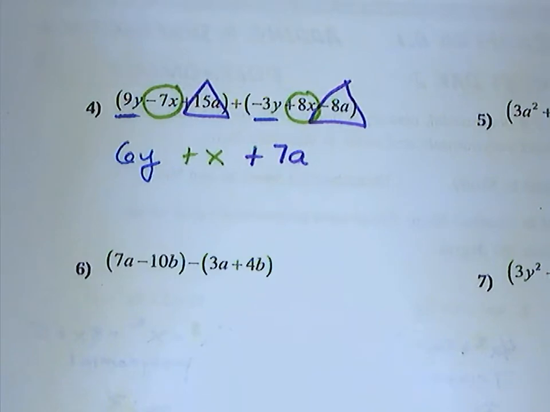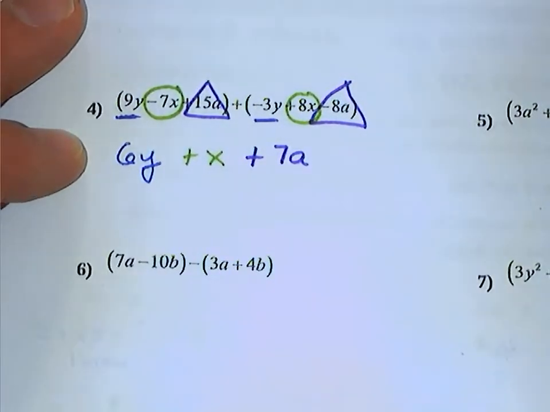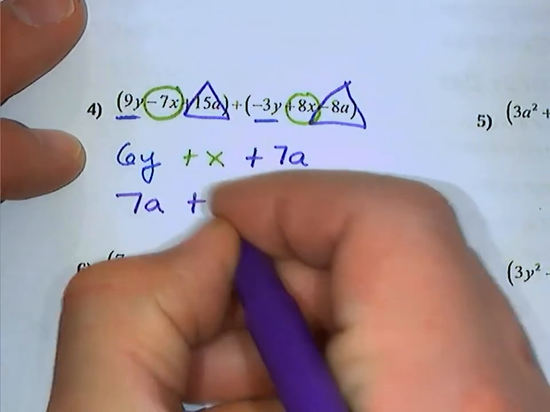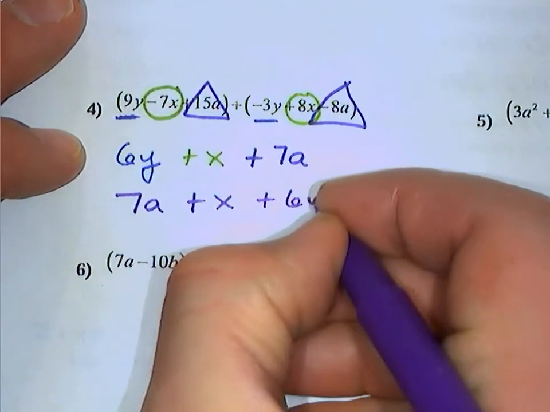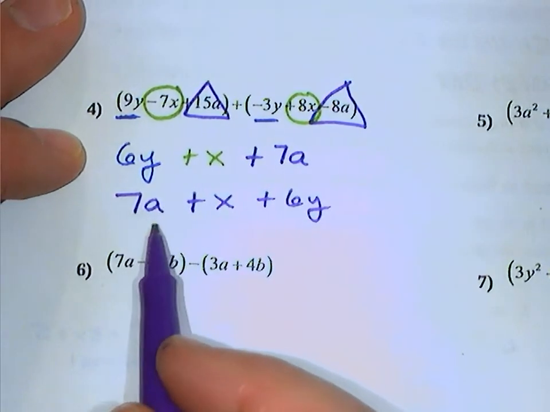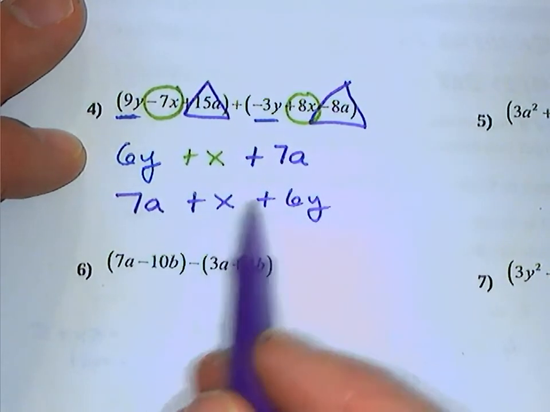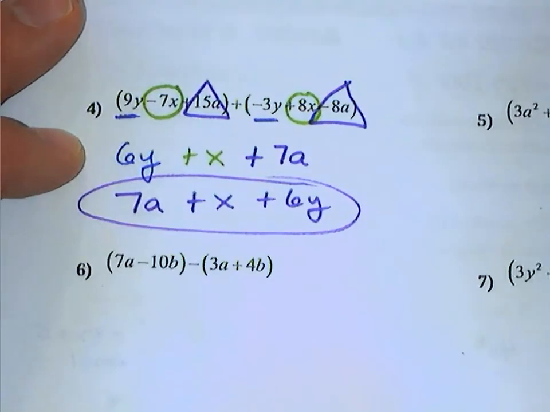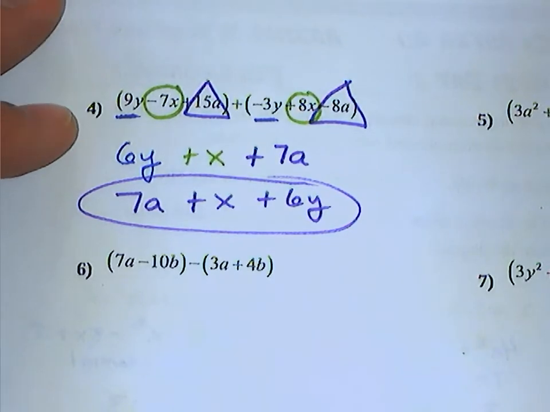Okay, so what I would do is I would probably rewrite in alphabetical order. So final answer I'll write as 7a plus x and then plus 6y. So again, a is the first letter in the alphabet, so I'd probably put that guy first. X is the next letter, and then y is after that. So final answer is this guy. All right, any questions?